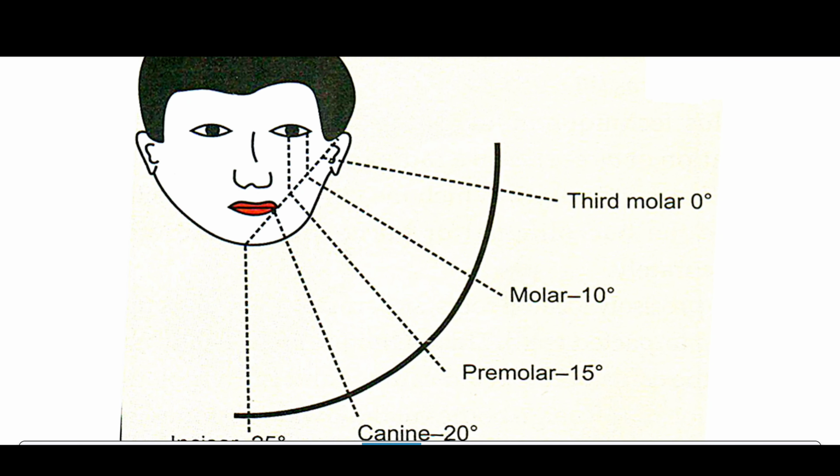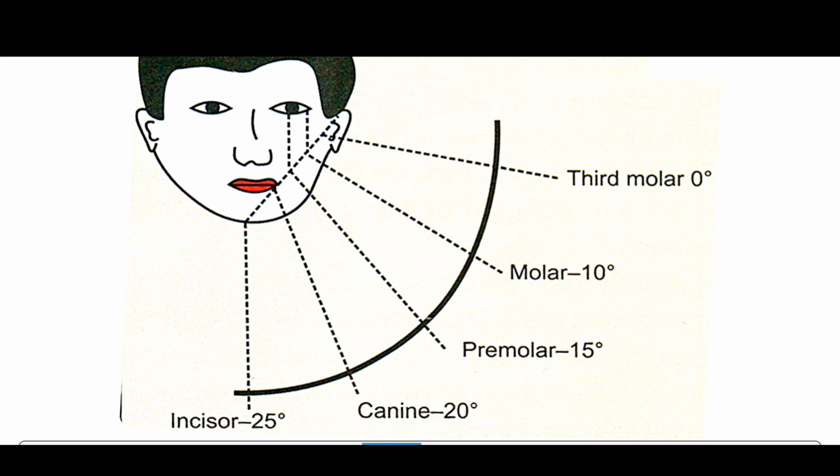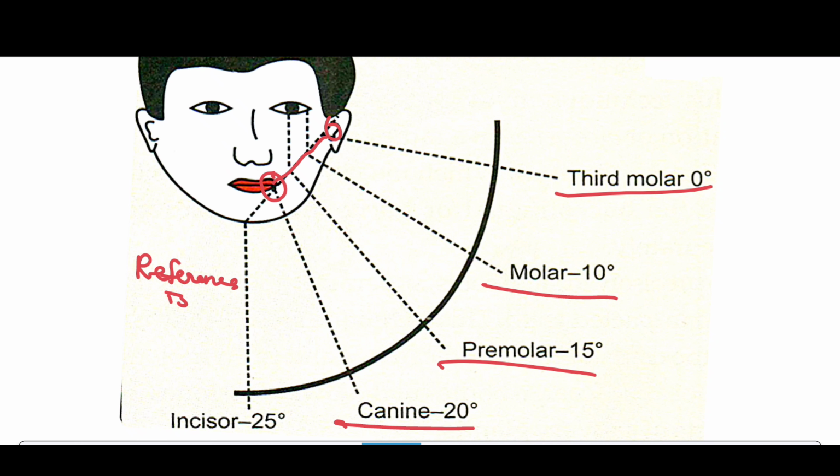Now let us see the vertical angulation in case of mandible. In case of mandible, the reference line is from the corner of the mouth to the tragus of the ear. This is the reference line which I am drawing. The X-ray beam should be perpendicular to this reference line. The vertical angulation for the third molar will be 0 in case of mandible. For the molars it will be -10. For the premolar it will be -15. For the canine it will be -20. For the incisor it will be -25.